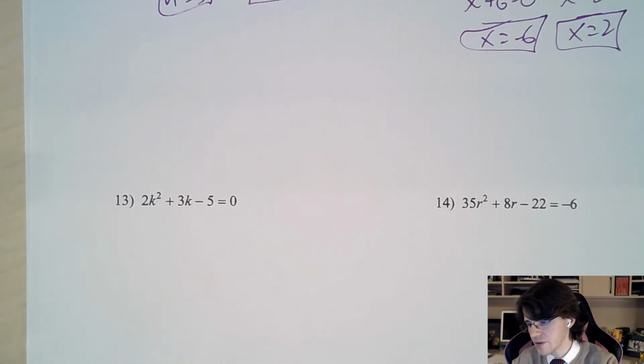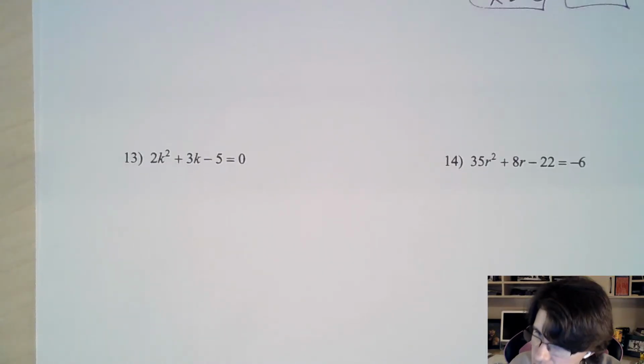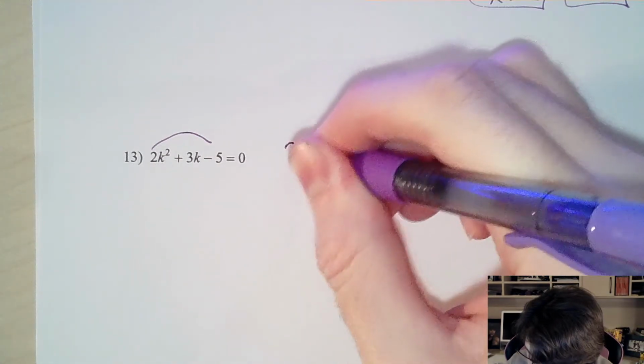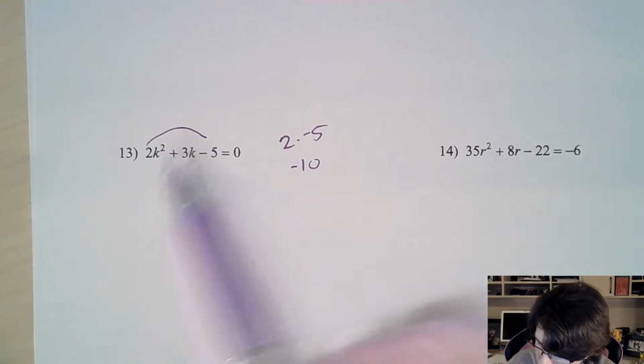Number 13. Now we get to that factor by grouping that so many people just really detest and hate and wish did not exist, and they're not even wrong. All right, so we have 2 times 5 here to start. So 2 times negative 5 is equal to negative 10. We got to figure the numbers that multiply to negative 10, add to positive 3.